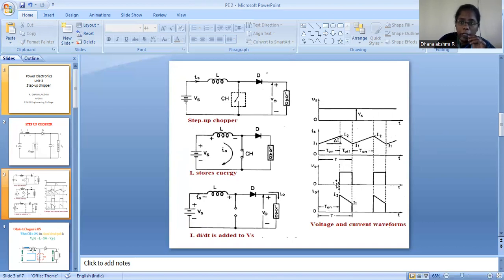So during the on period, the output voltage is 0. There is no output voltage available during the on period of the switch. During the on period, only the inductor will be storing energy. And you'll see what happens when the chopper is turned off, right?